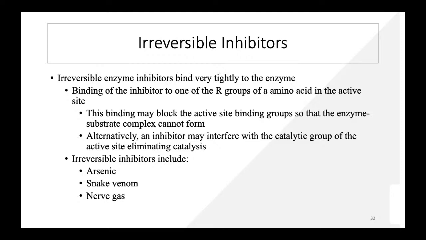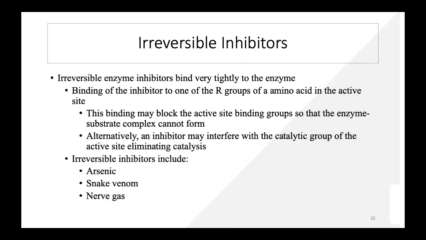First is irreversible inhibitors. Irreversible inhibitors bind very tightly to the enzyme, binding to the R group of amino acids in the active site, and this binding may block the active site. It will not let anything attach, so the enzyme-substrate complex cannot form in this case. Alternatively, the inhibitor may interfere with the catalytic group of the active site, eliminating catalysis.